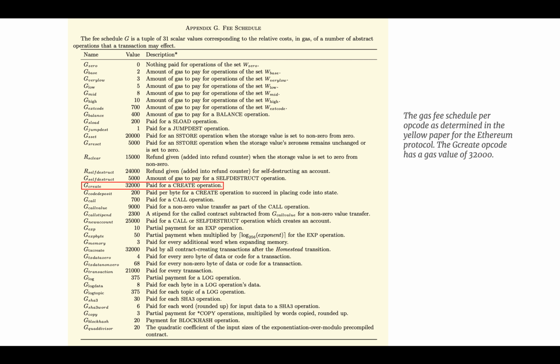For example, just as a lawyer would charge 10 hours to draft a contract at $75 per hour, a computer in Ethereum would charge 32,000 gas at 0.00000001 ETH per gas for a G-create operation.